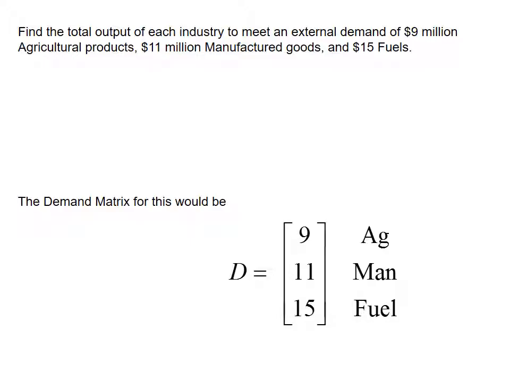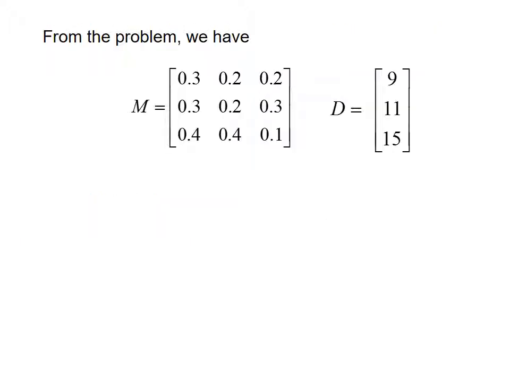Now back to our original problem. We were asked to find the total output to meet the external demand of 9 million agriculture, 11 million manufactured goods, and 15 million fuels. Well, the demand matrix has to be in the same order as the other: agriculture, manufacturing, and fuels. So this is a 3-by-1 matrix with the numbers in the proper order. Now that is how we create our technology matrix and our demand matrix.